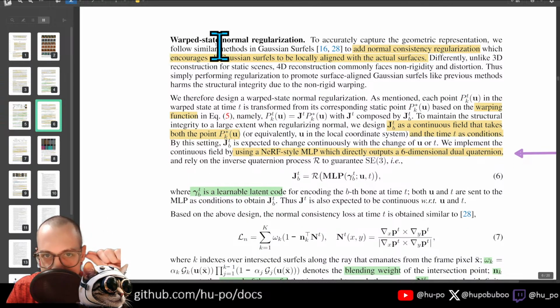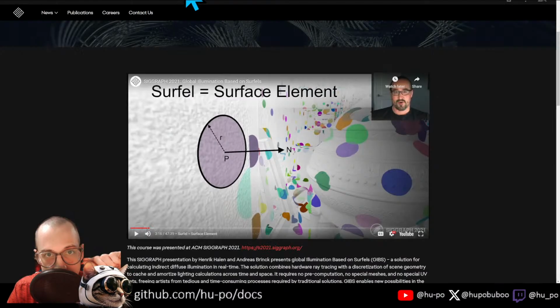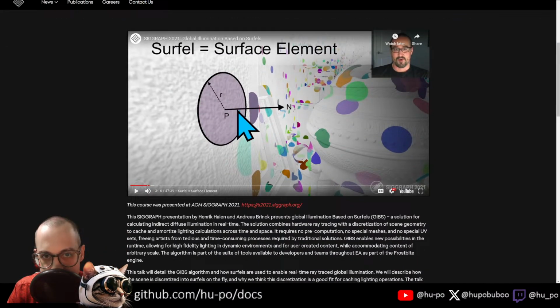What is the warp state normal regularization? They need to add normal consistency regularization that encourages all Gaussian surfels to be locally aligned with the actual surface. So the normal is this thing here. It's this little vector that is basically sticking out of the little surfel, right? It defines kind of the orientation.